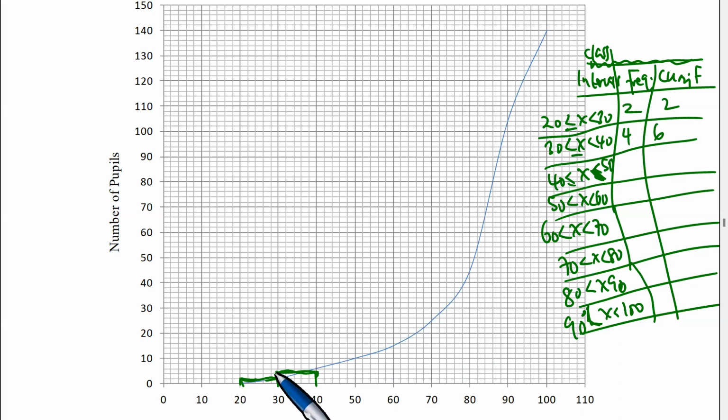Just 4. All right. And then now at 50, it is 10. If at 50 it's 10, by how much did it increase if the cumulative frequency is 10? So it must have increased by what? Because this is 2, 4, this is exactly 4.